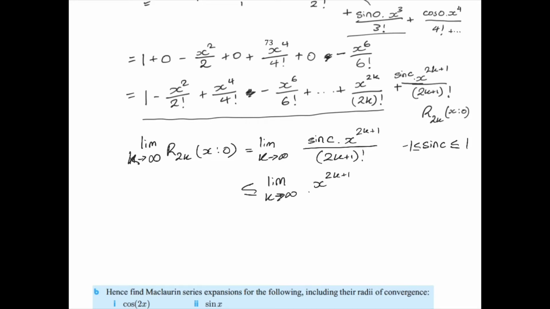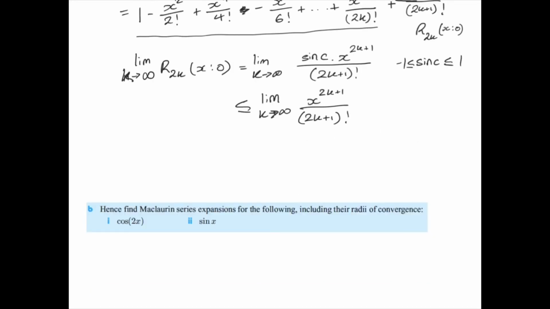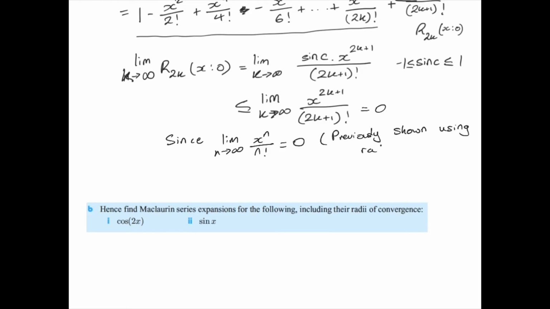Does that make sense? But that actually approaches 0, since the limit as n approaches infinity of x to the n over n factorial equals 0. And this was previously shown using the ratio test in lesson 18. But I won't write lesson 18 now. But the point is, you could now show it using the ratio test.